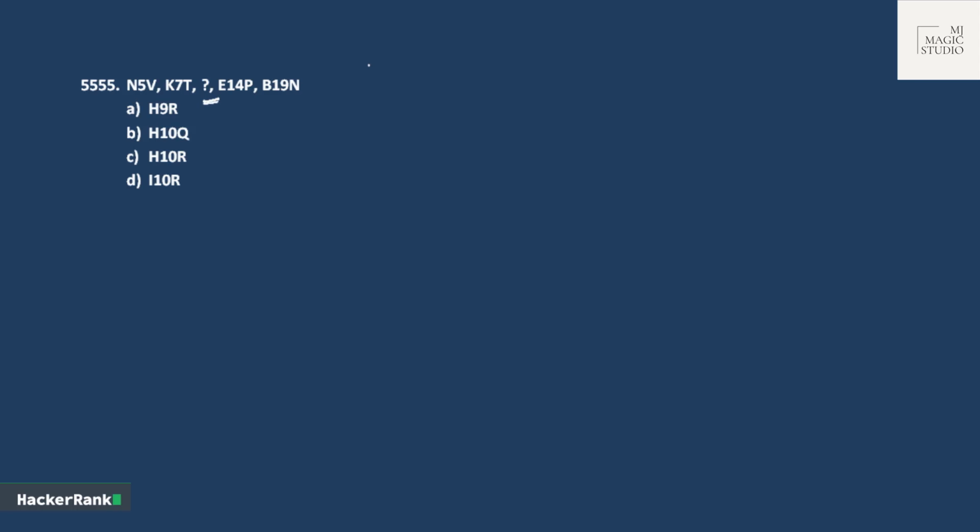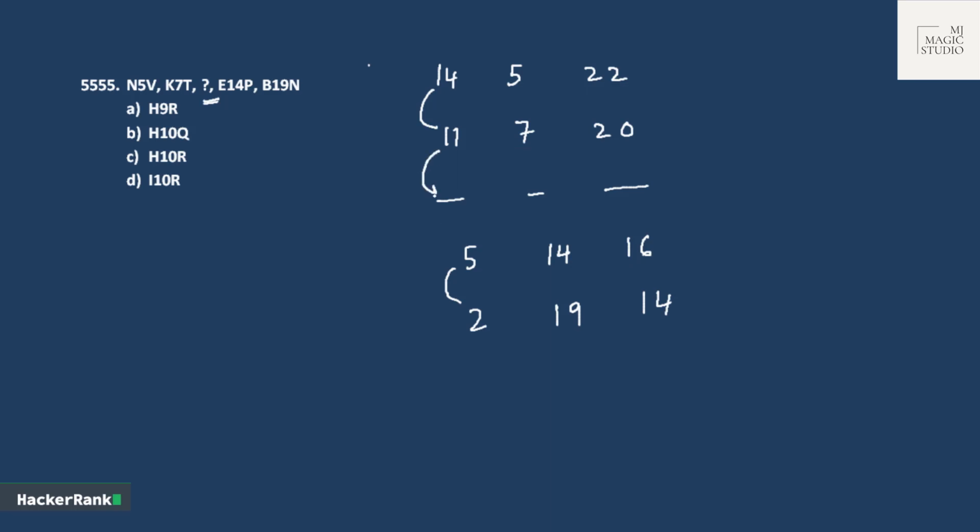Okay, we need to find the missing term. N5V. N is 14, 5, and V is 22nd. No relation. K7T. K is 11, 7, T is 20. I'm getting the feel. Then we have 5, 14. P is 16, B is 2, 19, and N is 14. Okay. Minus 3. Here also we can see minus 3. So this should be minus 3. 11 minus 3 is 8. And the 8th alphabet is H.